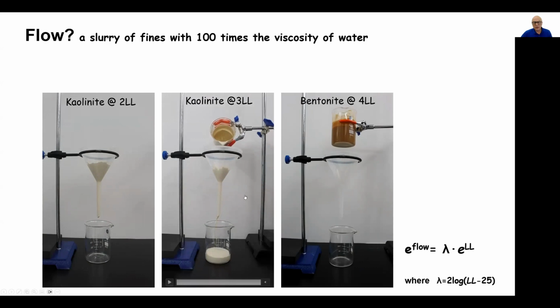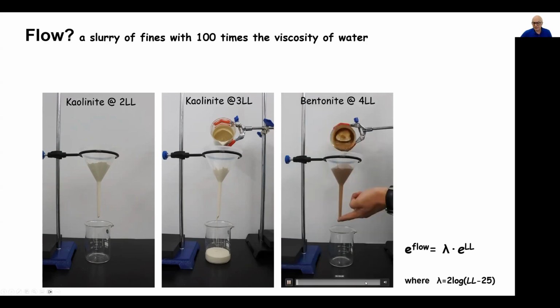But when we try with bentonite at 3 times the liquid limit, the bentonite is very viscous. That means the viscosity of these pastes or slurry does not increase directly with the void ratio at the liquid limit. So let me show you the case for the bentonite. And even at 4 liquid limits, the bentonite has very high viscosity, much greater than 100 times the case of water.